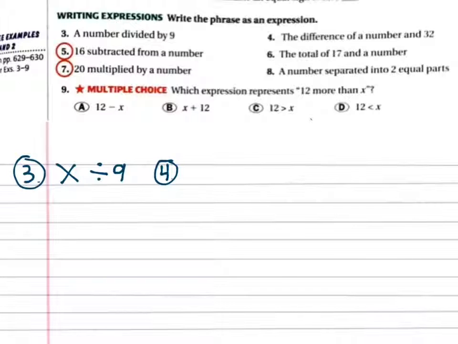All right, number 4. The difference of a number and 32. What is our key word in that sentence? Difference. And that is dealing with what? Subtraction. So we have the difference, which is subtraction, and we have 32 and a number. What is our number going to be? I'm going to choose J for Jonah. It doesn't matter which one we choose.